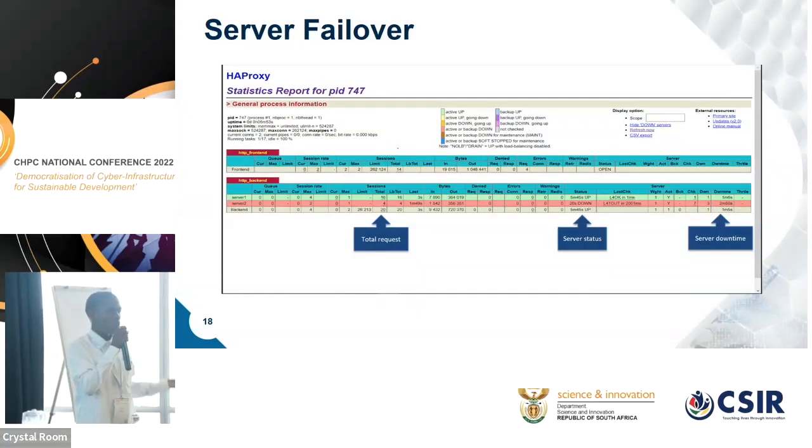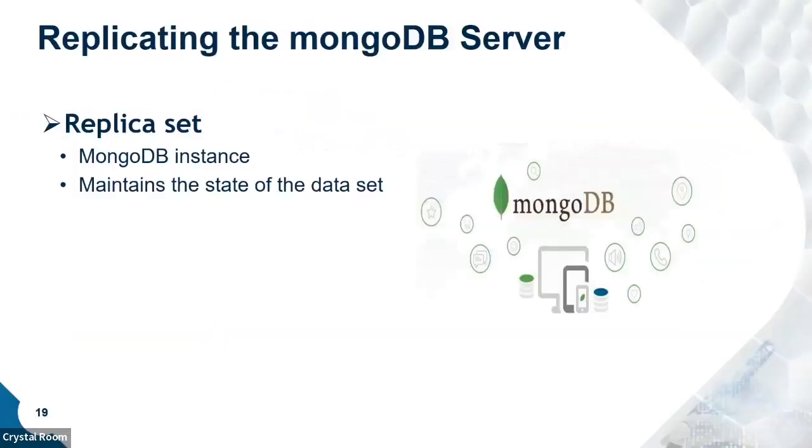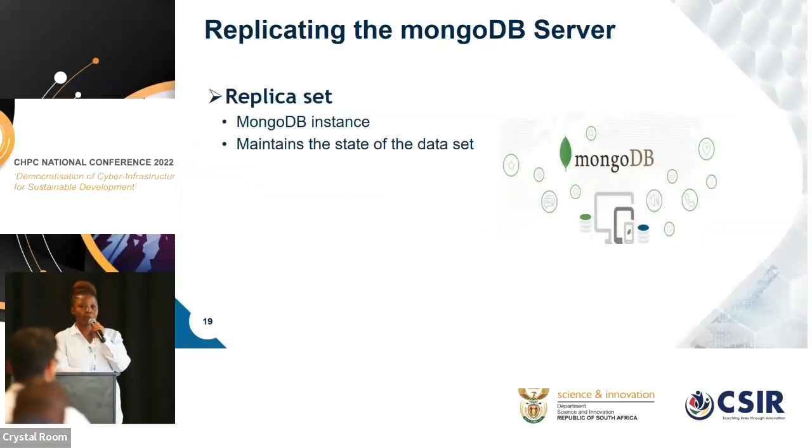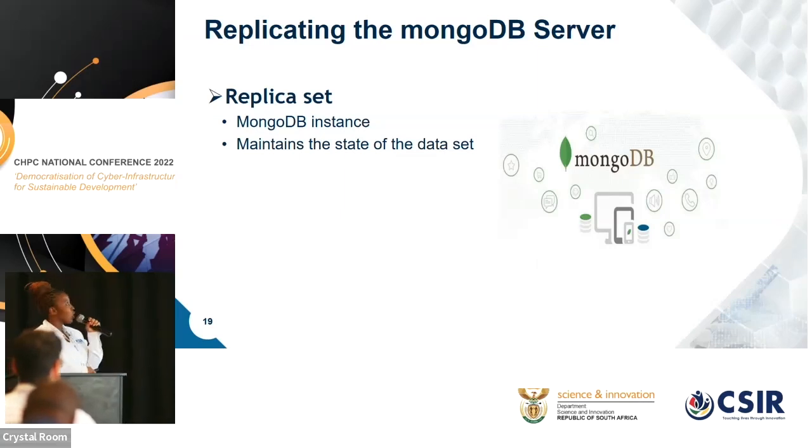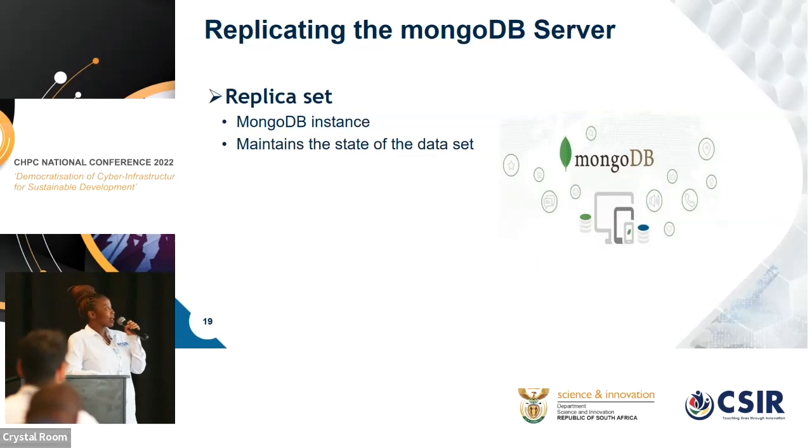Now that we have replicated our servers and introduced a load balancer, to ensure that our database is in the same state, we use what we call replica sets. Replica sets are MongoDB instances. They ensure that our database is in the same state on all the servers.